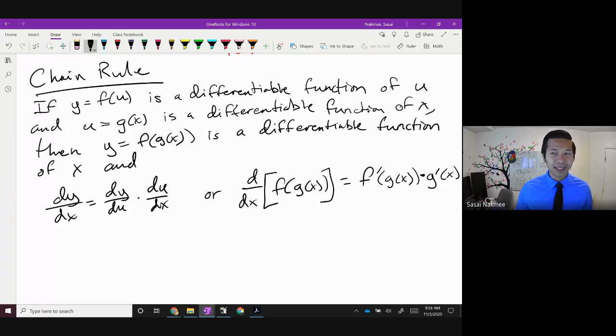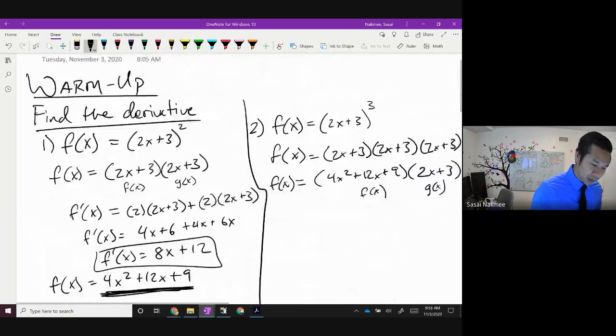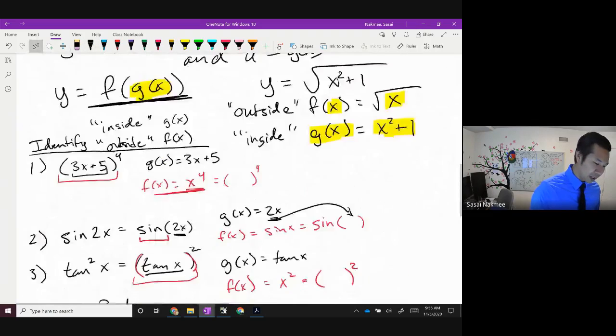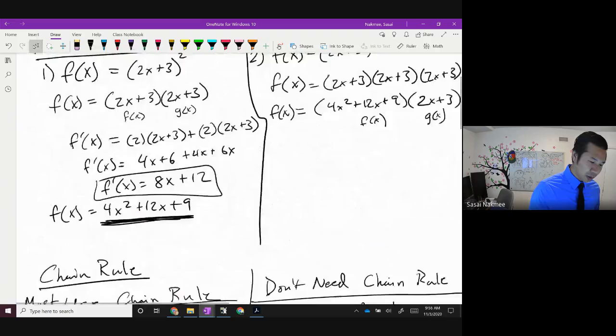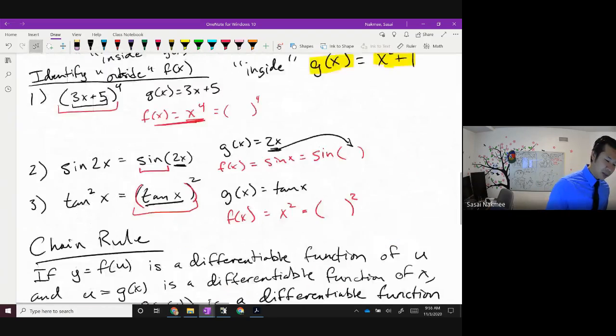You're like, what? At least if you're like me, that's how I was when I saw this. It's like, what? I never finished this problem for number 2. But let's go ahead and do that real quick. It was 2x plus 3 to the third power. You ready for this? Let's break this one down.